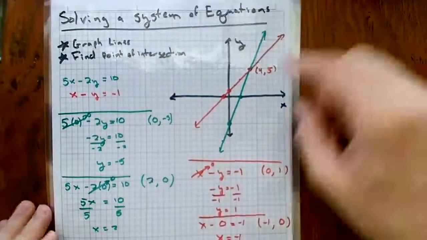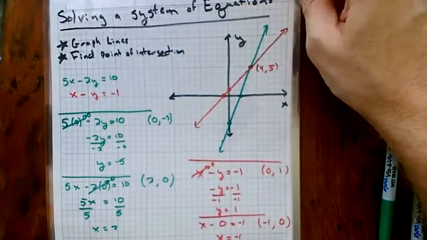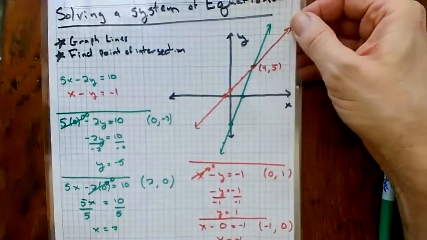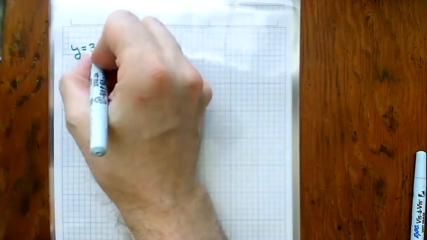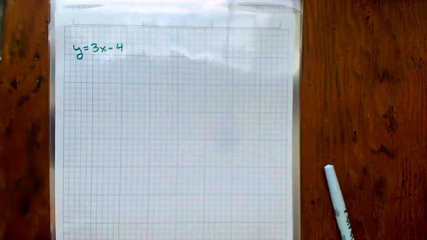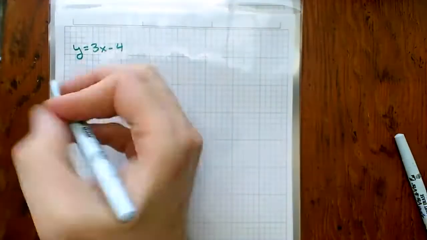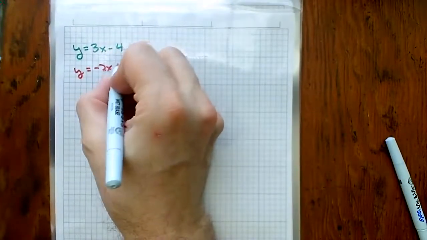Well, this one I used finding our intercepts to graph our lines. Let's use one of our other main techniques for graphing, and I'll have a different example here. On this one, I'm going to do y is equal to 3x minus 4. And I'll also have y is equal to negative 2x plus 1.